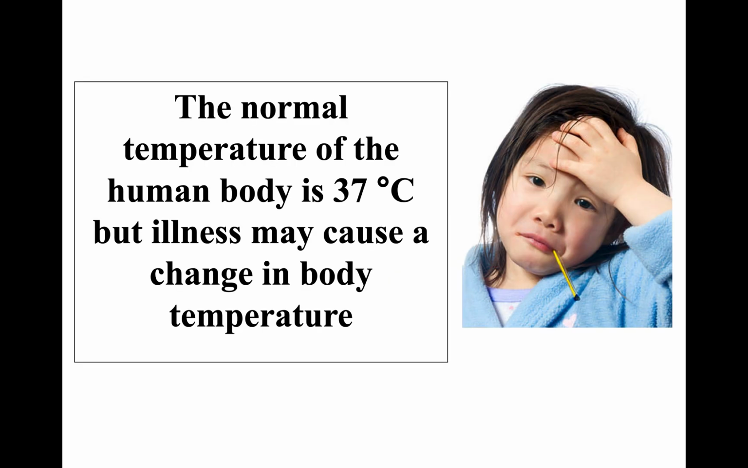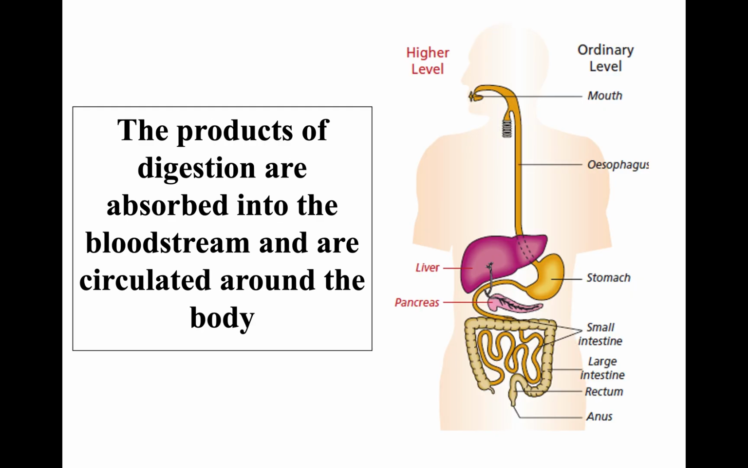And also, the normal temperature of a human body is 37 degrees, but illness may cause the body temperature to change. So if you're ill, if you have the flu, if you're sick, and you check your temperature, it may not be at 37 degrees. It may be at 36 or 38, and if it's off, that means you'll have an abnormal body temperature and you'll be unwell.